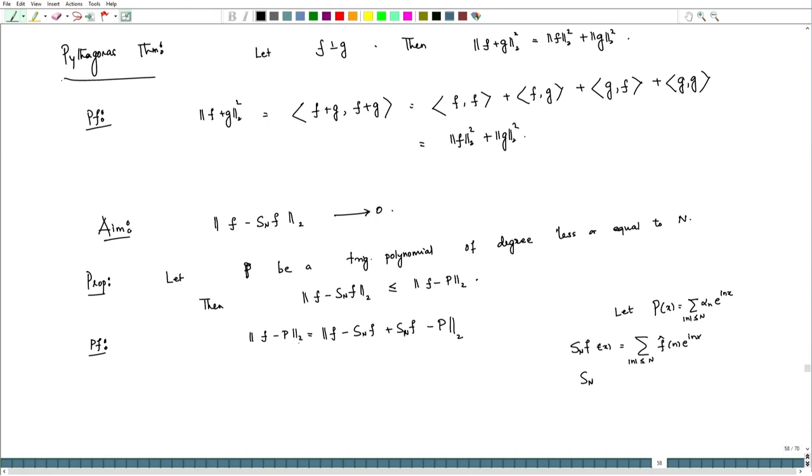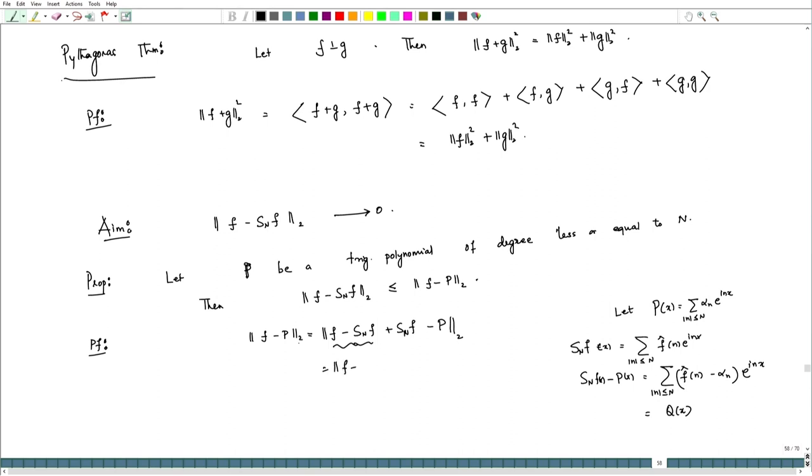Now S_n f minus p is equal to summation over |n| less or equal to N of f hat of n minus alpha_n, e to the power i n x. Let me call this q(x). Now S_n f minus p is again a trigonometric polynomial of degree less or equal to N.